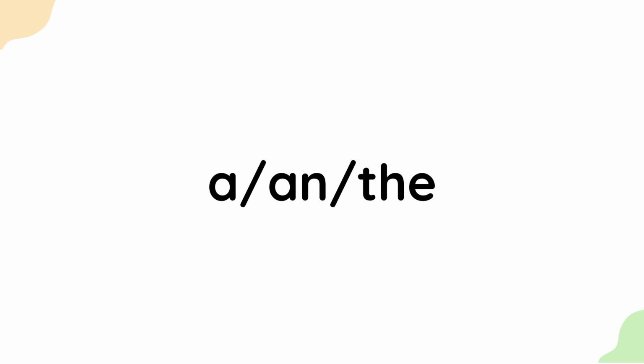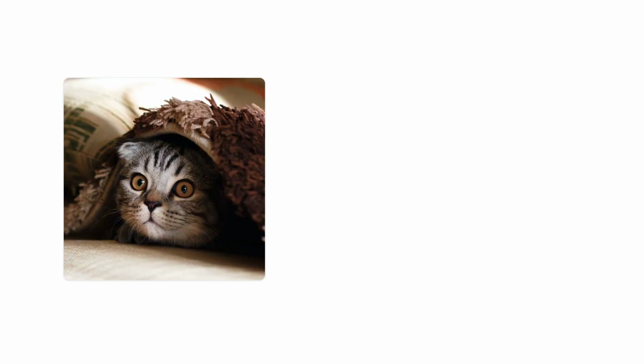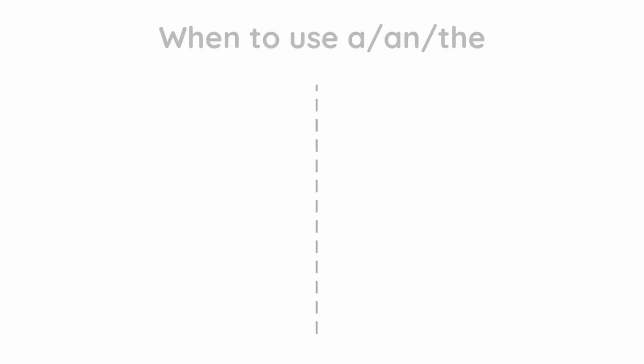In English, there are three main articles: a, an, and the. We use these articles before other words to indicate whether we talk about a specific thing or a thing in general. For example, if we want to use the word cat in a sentence, we could say, I have a cat. As you can see, we have used the article a before the word cat. When should we use a, an, and the?